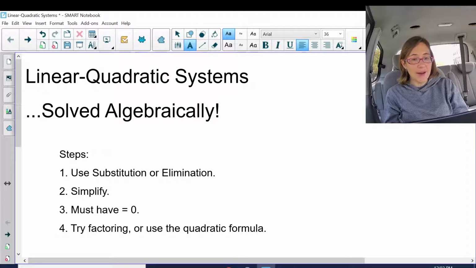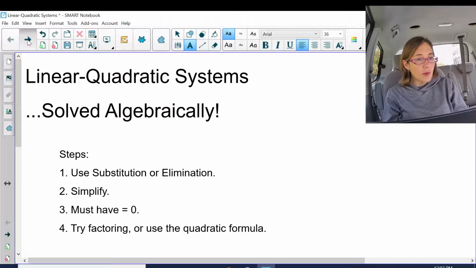I have some steps written down here for you. The steps you will be using: you'll use substitution or elimination in your system. Then you'll simplify what's left. Remember, if you're going to solve something with a quadratic equation, that means I have an x squared involved today, you need to have an equals 0 on one side of your equation. So there's a reminder there for that. And then you can try solving by factoring, or you can use the quadratic formula if it's not going to factor nicely. So we'll go ahead and get those written down. You can pause my video if you need to, but let's go ahead and begin here.